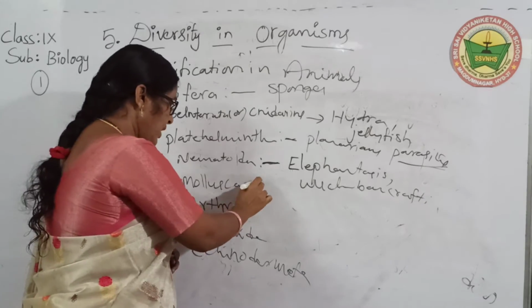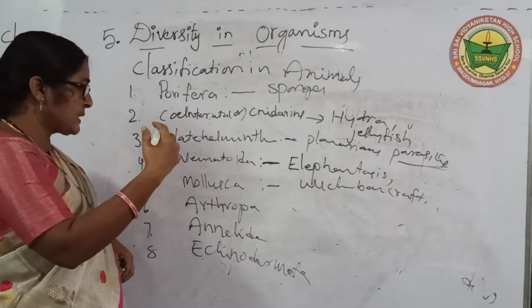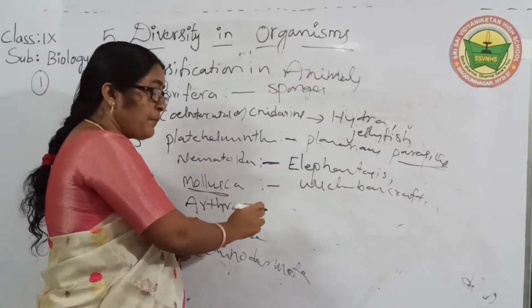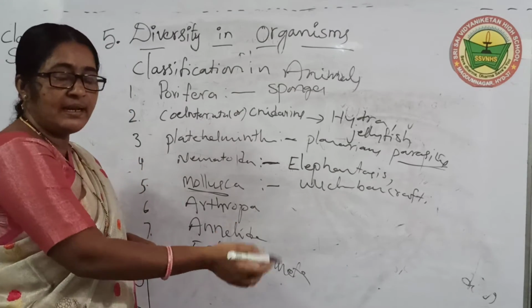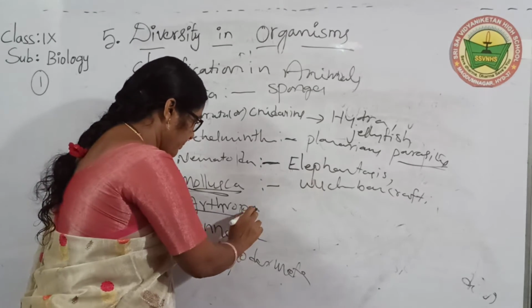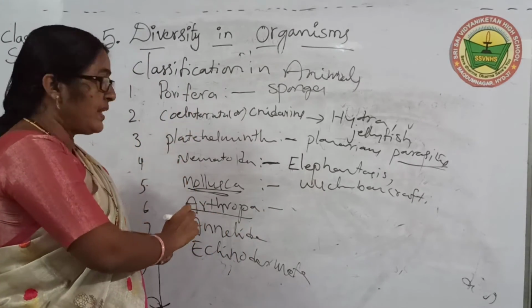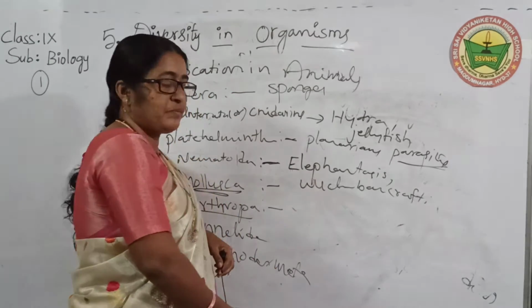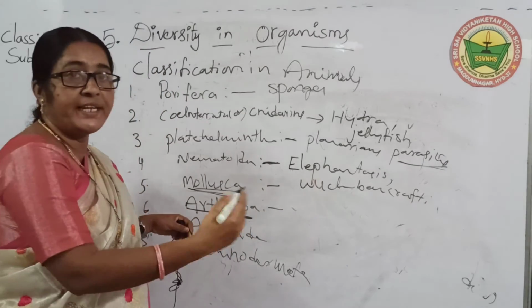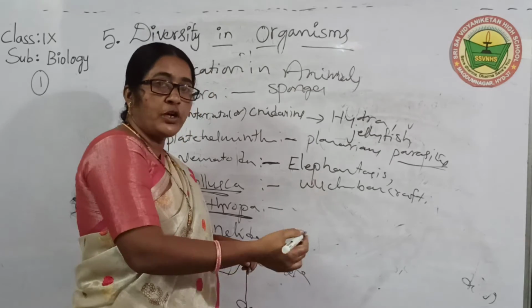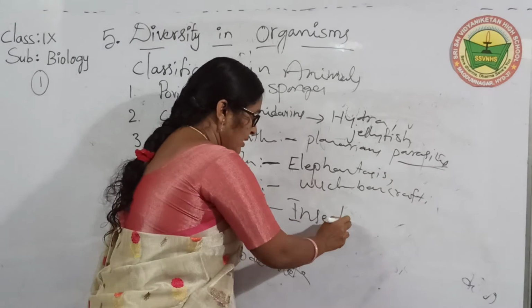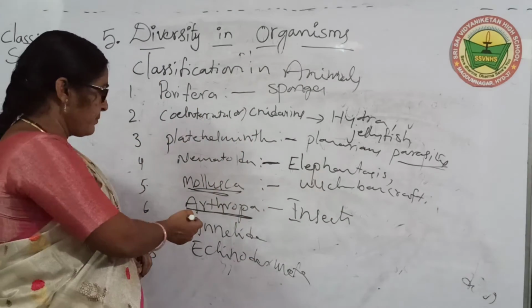And next Mollusca. Mollusca means you know they have an outer shell. Otherwise, they are called exoskeleton organisms. Examples: snail, crab, tortoise, like that. That is the example of Mollusca. And next Arthropoda. Arthropoda is the largest group among these phyla. Arthropoda means they are jointed organisms. Their legs are jointed. Examples: insects, all groups of insects. So they are the Arthropoda group.